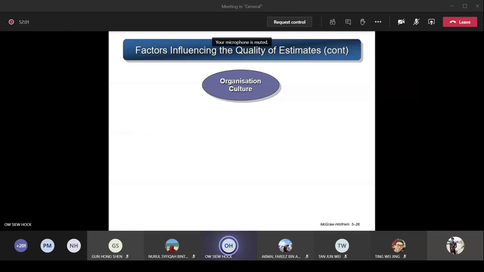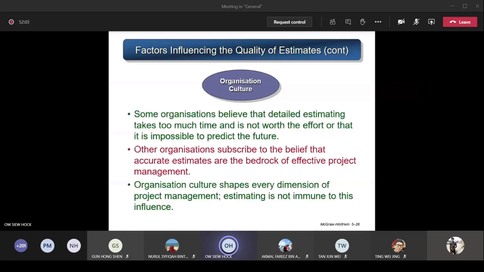So next is the organization structure. Some organizations believe that detailed estimating takes too much time and is not worth the effort, or that it is impossible to predict the future. Some say that if you do detail, it's quite impossible. You cannot find all the detail and give a very good estimate. So you just do a rough one. Other organizations subscribe to the belief that accurate estimates are the bedrock of effective project management.